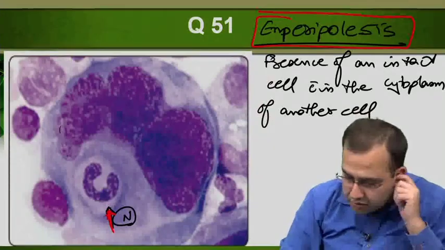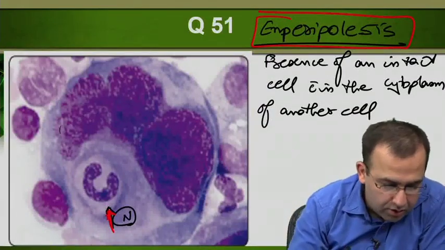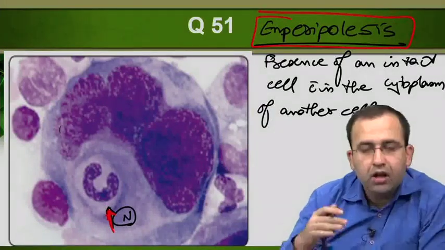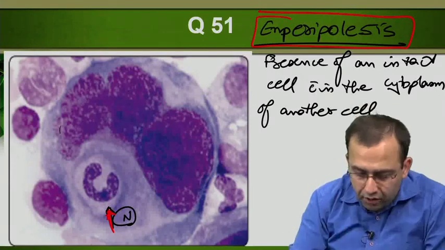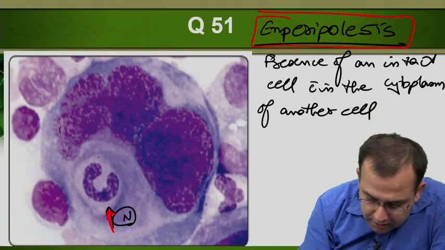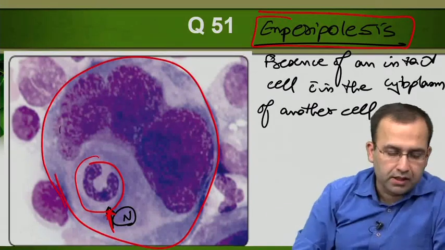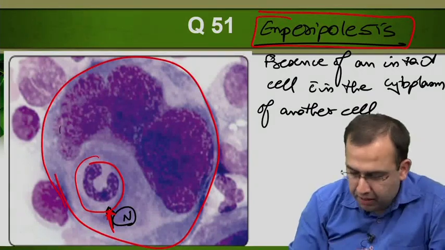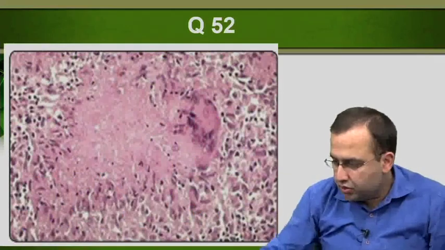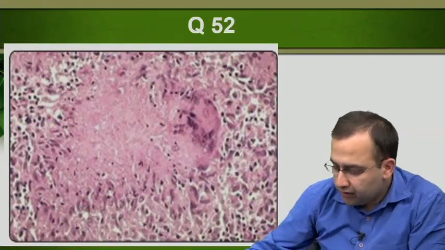Next, diagnosis. No, children, this was not a band cell. I just saw this; a band neutrophil or a band cell will not be this large. This is a neutrophil which is present inside another cell. So it is emperipolysis. Next, question number 52.